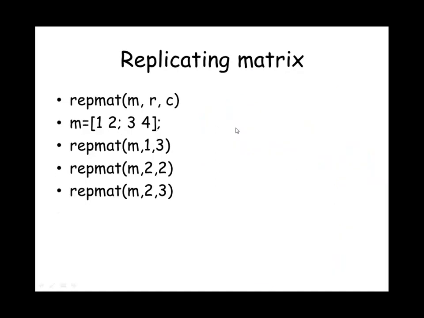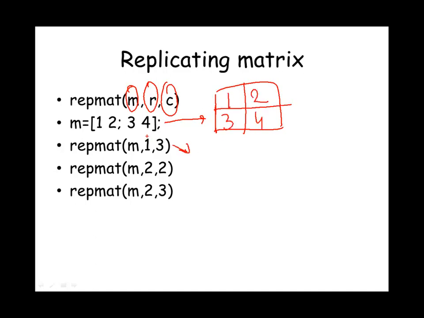Another useful function for working with matrices is repmat, which helps you replicate matrices. The first argument to this function is the matrix. The second argument is the number of times that you would like to replicate the matrix row-wise, and the last argument is the number of times you would like to replicate this matrix column-wise. Let's work on this example, which is a 2x2 matrix containing values 1, 2, 3, 4. In the first example, we will replicate once in the rows and 3 times in the columns.